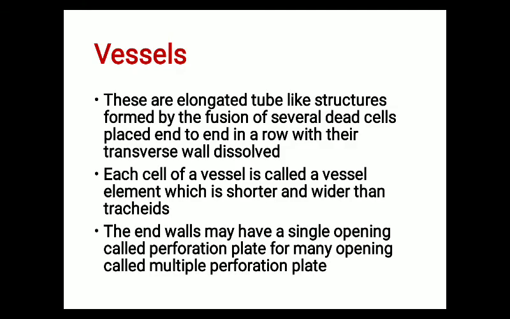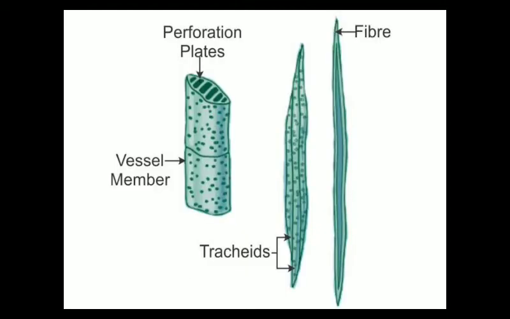The end walls may have a single opening called perforation pore or many openings called perforation plate. Now the end wall of vessels: this is the end wall of a vessel. If there is only one single opening, then it is known as perforation pore. If many openings are present, just like in this diagram, then this structure is known as perforation plate. So I hope it is clear when we call it perforation pore and when we call it perforation plate.